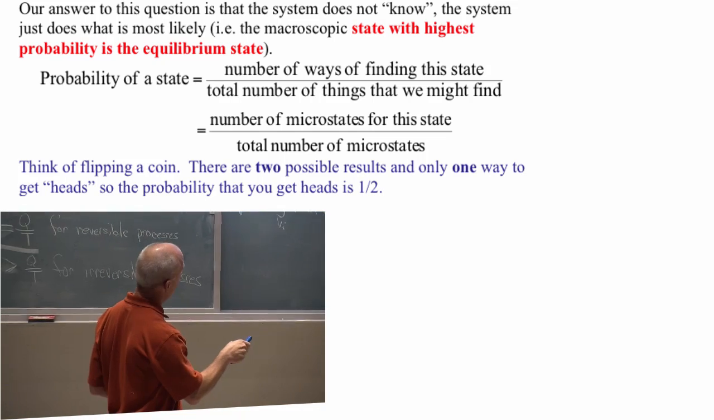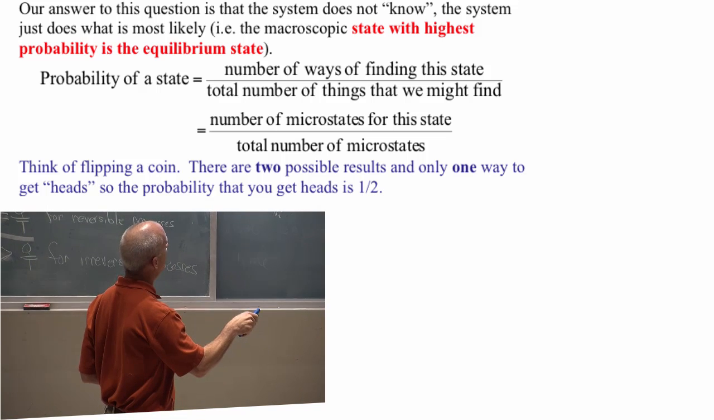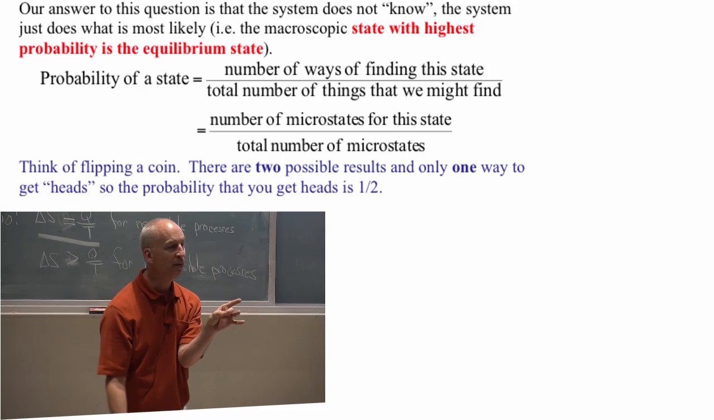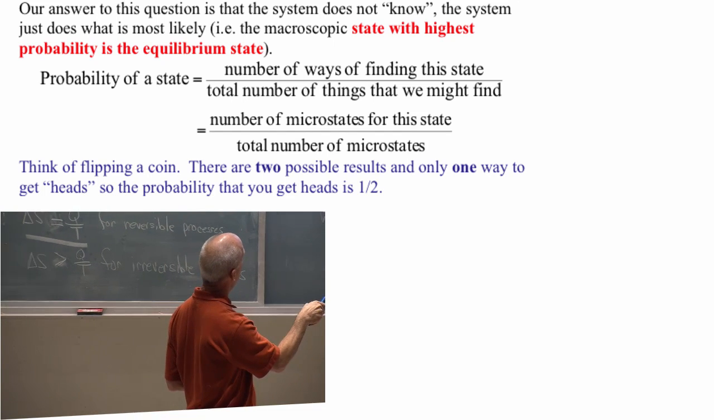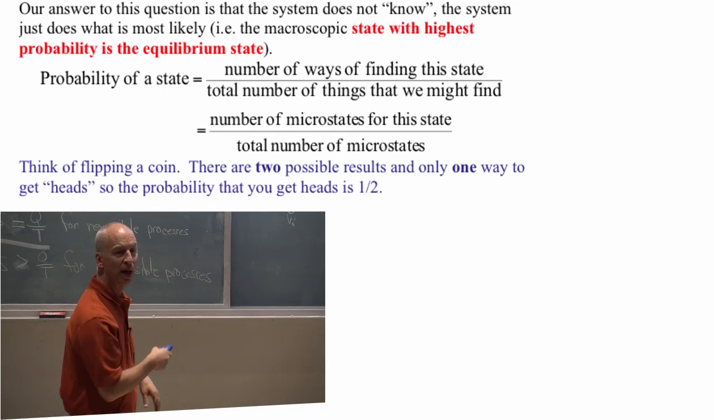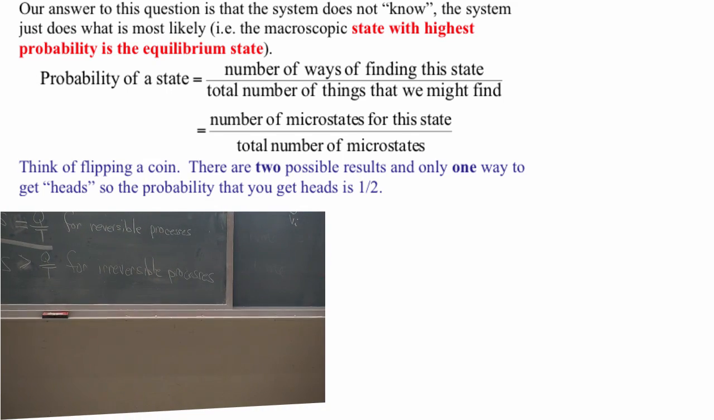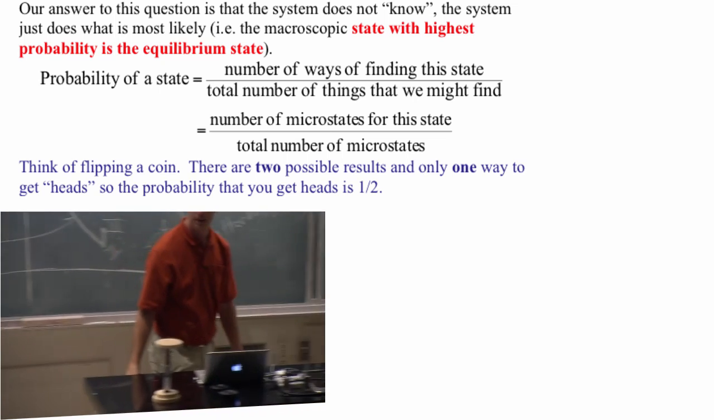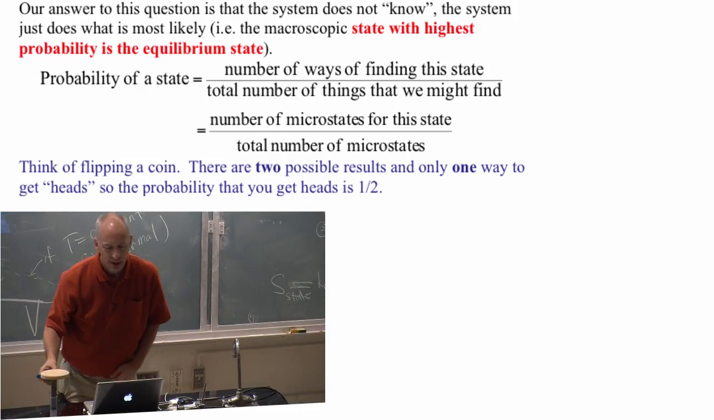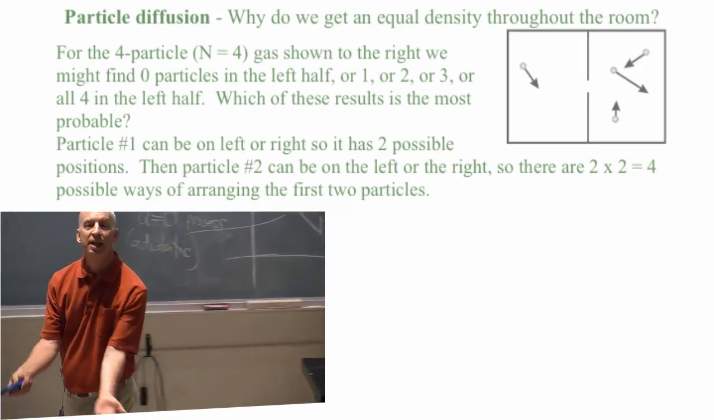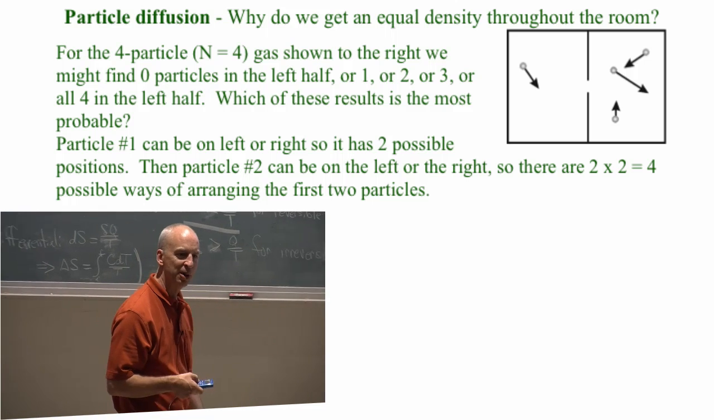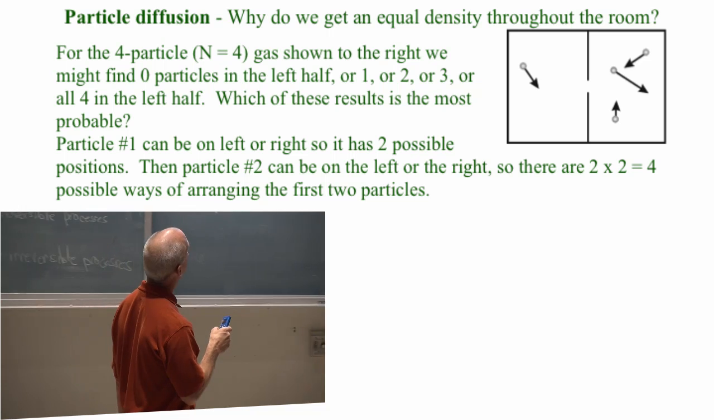How many microstates are there if the coin is heads? Well, there's only one of those. And so the ratio, the number of microstates for heads divided by the total number of microstates, is just 1/2. And so you say the probability of heads is 1/2 or 50-50. Well, one coin is easy. Several coins is still just a counting problem. This is not quite coins, but it's almost the same thing.